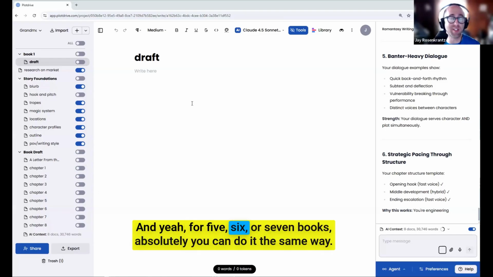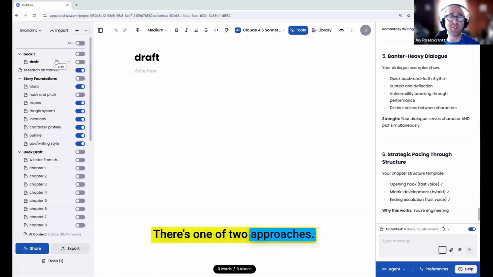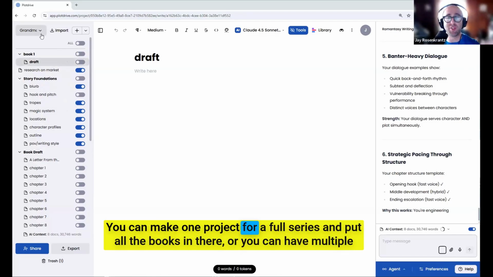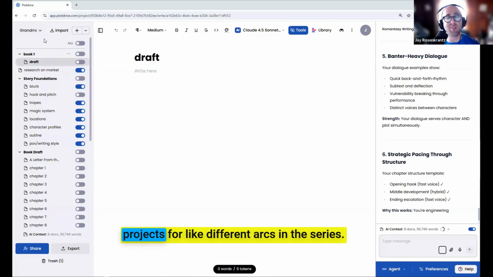And yes, for five, six, or seven books, absolutely. You can do it the same way. There are one of two approaches. You can make one project for a full series and put all the books in there, or you can have multiple projects for different arcs in the series. So you can divide it up.